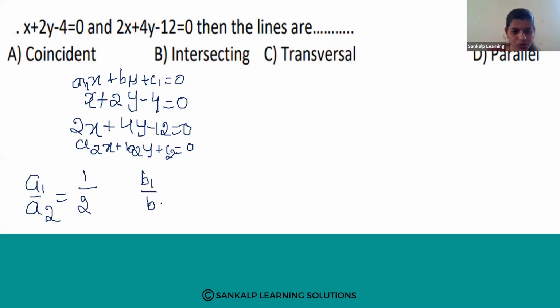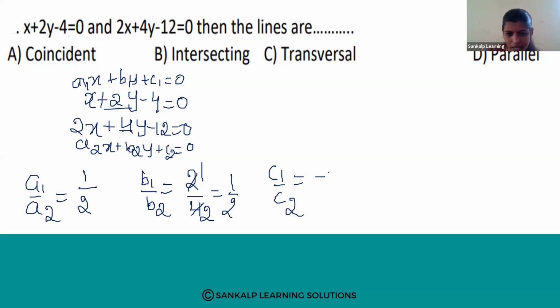b1 divided by b2. If you do b1 divided by b2, what will you get? The b1 value is 2 and the b2 value is 4 here, right? 2 ones are 2, 2 twos are 4, again you will get 1 divided by 2, right? Next, compare c1 divided by c2. The c1 value is minus 4 and the c2 value is minus 12. Minus 4 divided by minus 12. 4 ones are 4, 4 threes are 12. Minus minus will get cancelled. So what you will get finally? 1 divided by 3.